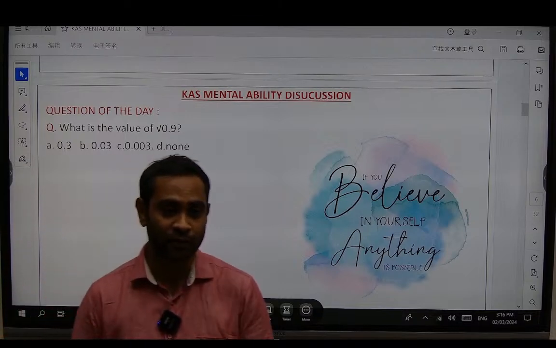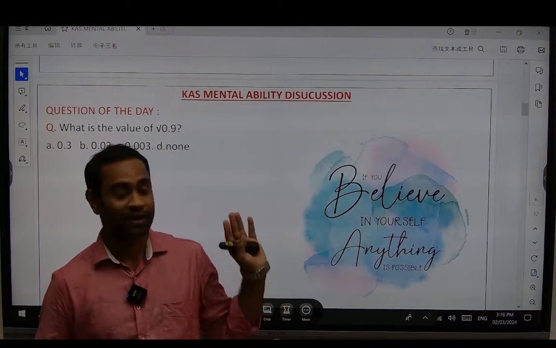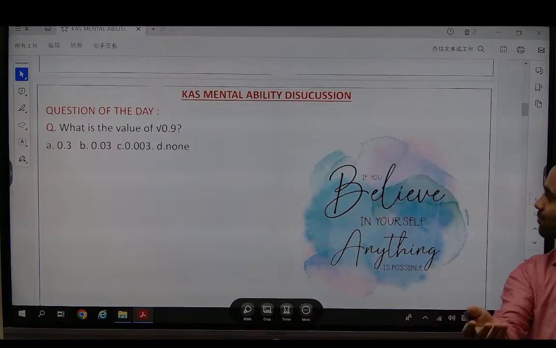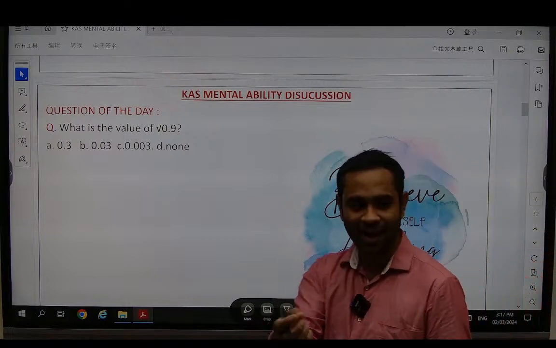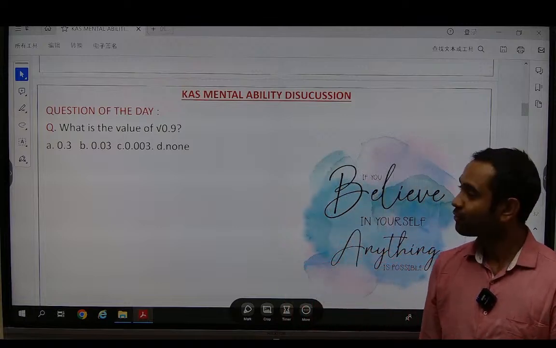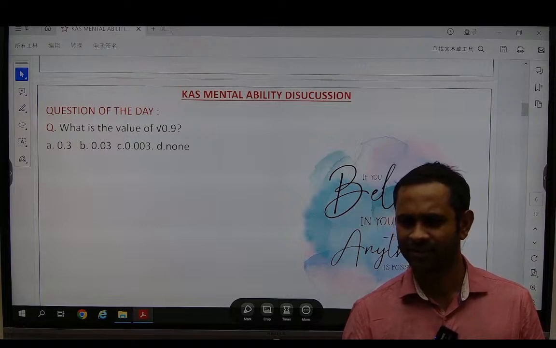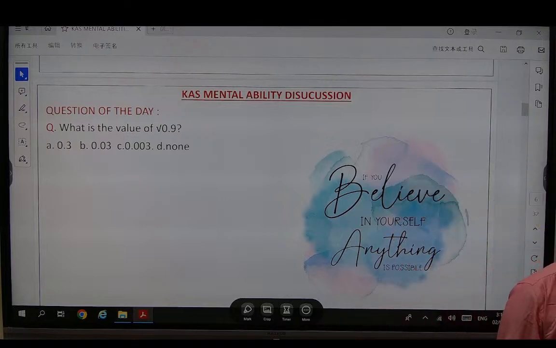So how many of you think mental ability is easy? This is a question which you have to answer. I had told you, if you are not raising your hand, I will start asking from these people. So tell me the answer. Very simple. What is the square root of 0.9? Wait, you had raised your hand? No. Okay. Anyone? Nothing wrong in that.